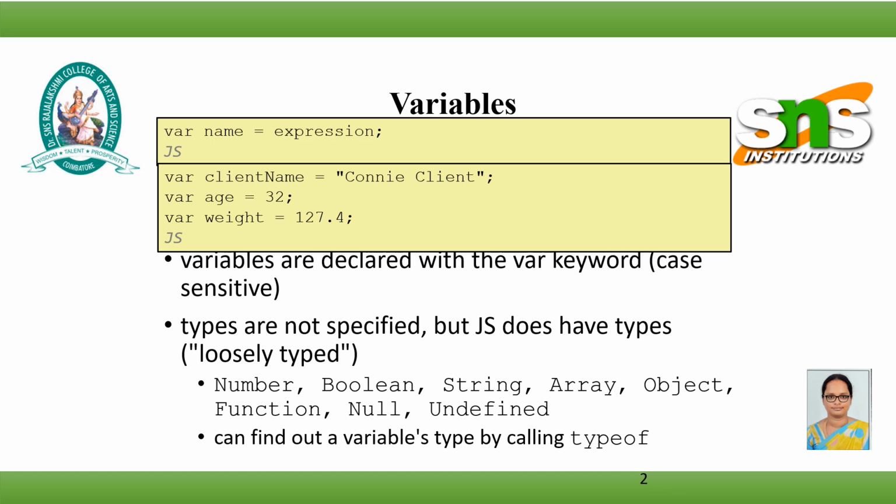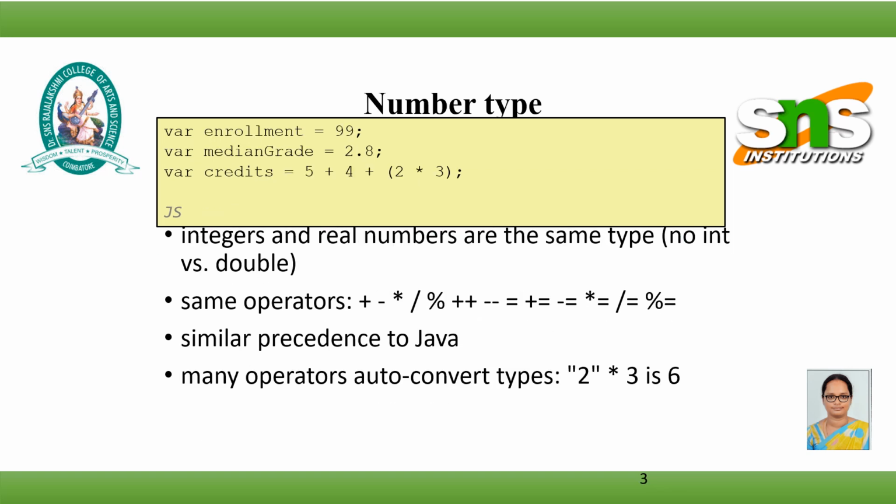Types are not specified here. For other programming languages, we will specify the data type, but here we didn't specify the data type because it is loosely typed. Here we can use number, boolean, strings, arrays, object, function, null, and undefined, and typeof also.